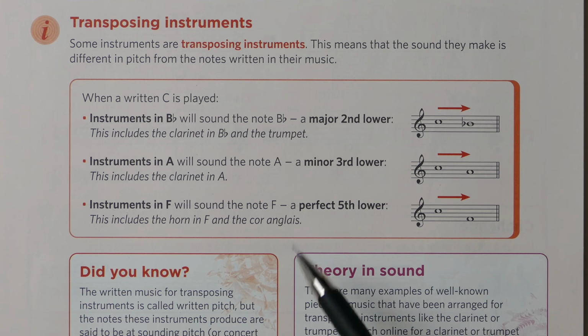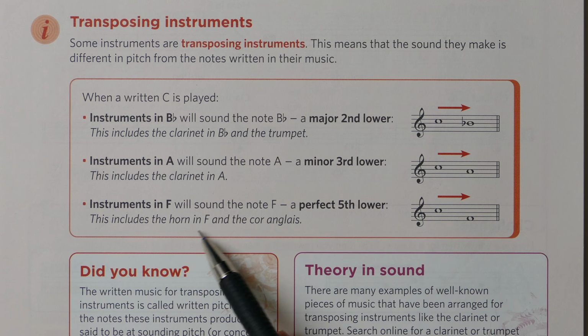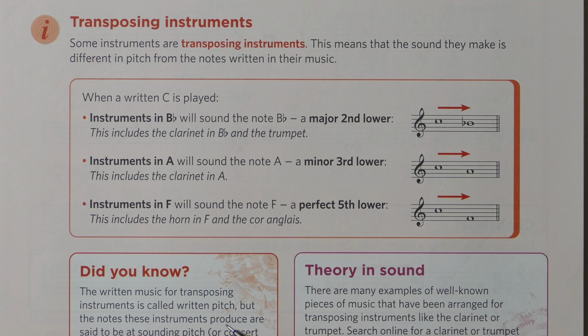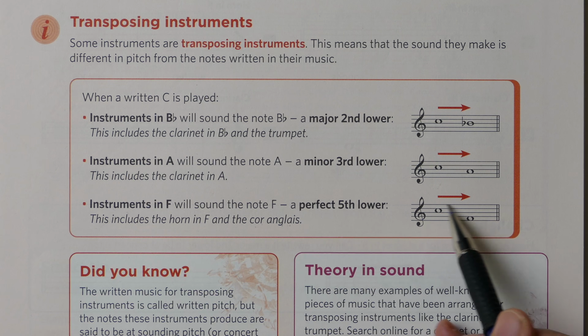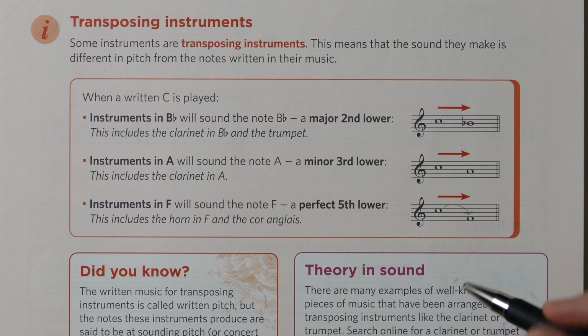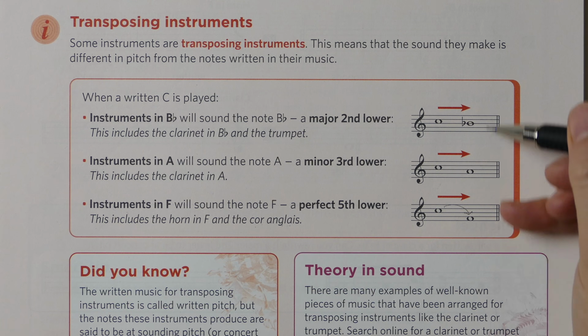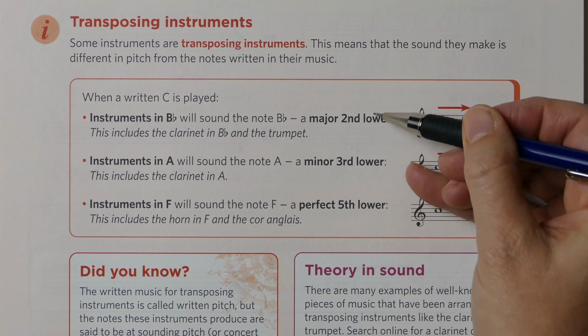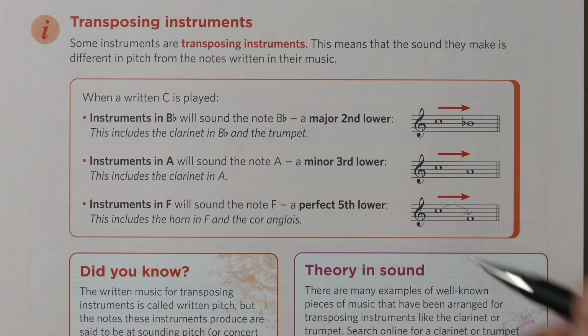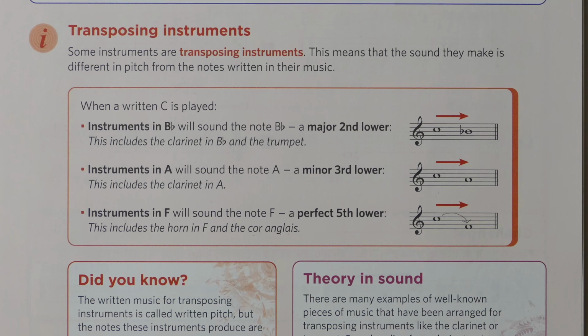And horns, that's the horn in F, or the cor anglais, which is the English horn, they sound a fifth lower, and so when a horn plays note C, it actually sounds an F. And so for the orchestral instruments to all sound at the correct pitch, the orchestral score must show all of these different transpositions for everybody to sound the same note.